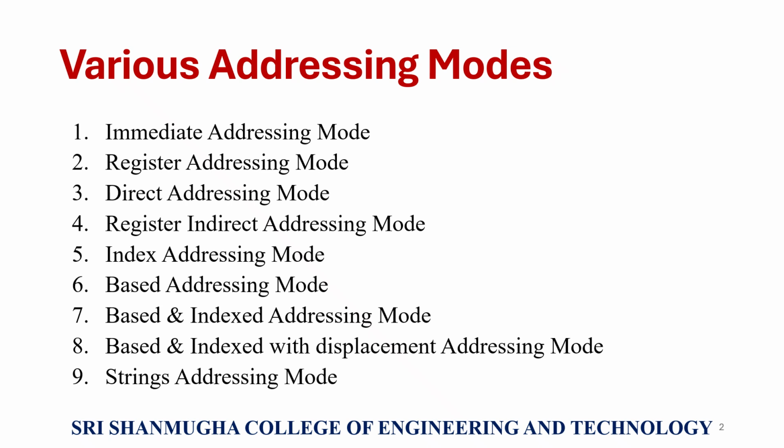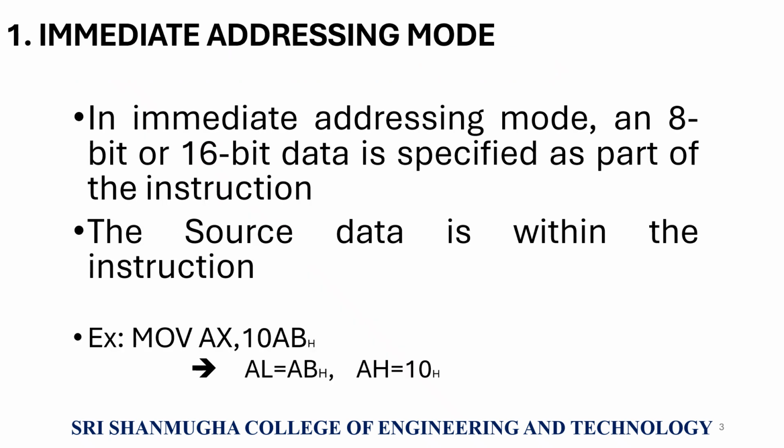Our 8086 microprocessor supports 9 different types of addressing modes, namely immediate addressing, register addressing, direct addressing, register indirect, index addressing, based and indexed, based and indexed with some displacement, and finally string addressing. So one by one we can look at how it works.